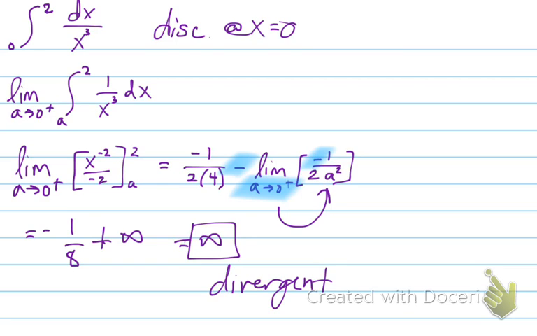Alright, so the first one was an improper integral that converged. This last one was an improper integral that diverges. And now we're going to look at an improper integral that has an interior discontinuity, like the third case that we looked at.